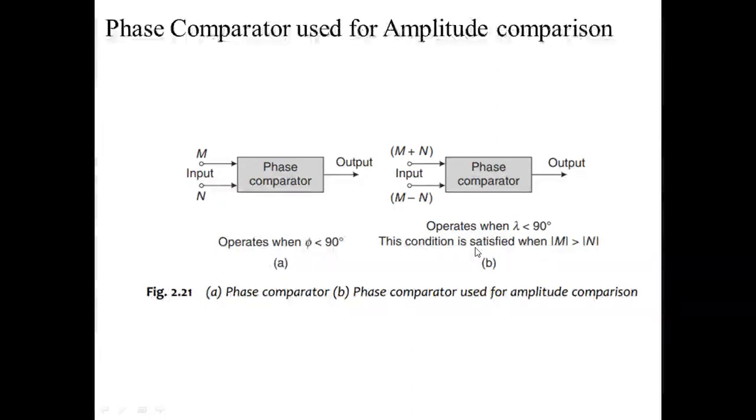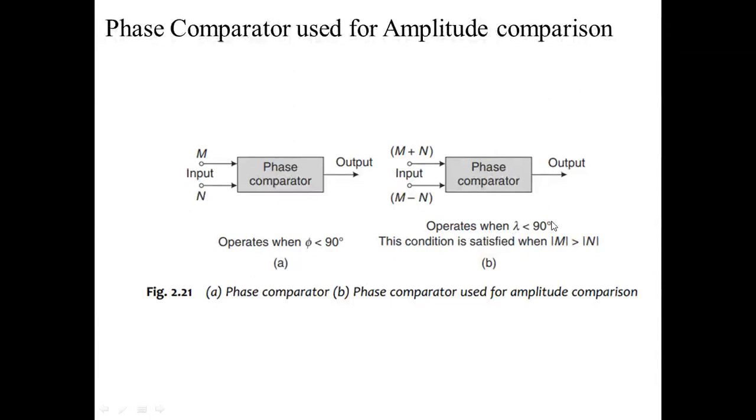And when the relay operates, in the first figure it is written that it operates when it is a phase comparator, so it operates when phi is less than 90 degrees. And when a phase comparator is used for amplitude comparison, it operates when, here, this symbol represents lambda. Lambda is less than 90 degrees, and this condition is satisfied when the operating quantity is greater than the restraining quantity and lambda is less than 90 degrees.